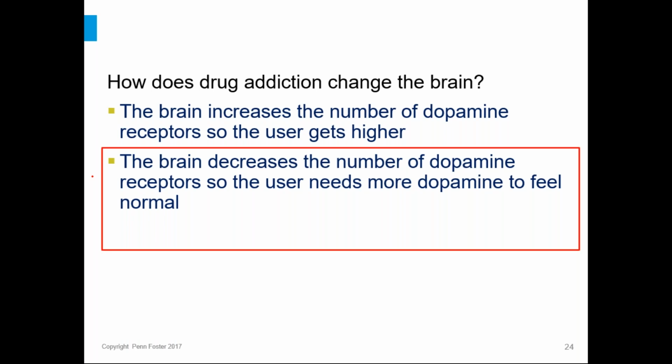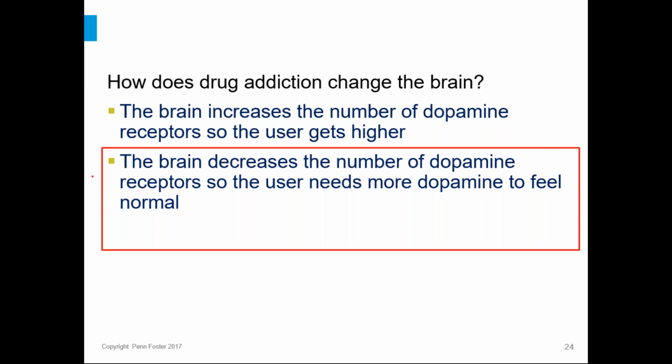Okay, so our correct answer is the brain decreases the number of dopamine receptors, so the user needs more dopamine to feel normal. So remember that using drugs actually changes the physical structure of the brain. So addiction is a disease where the brain itself is changed and it's going to affect how the person is both in regular times and when the drug is being taken.